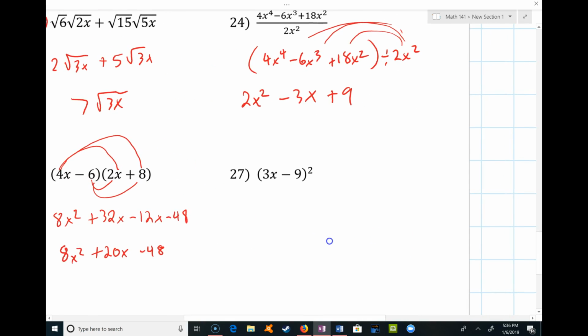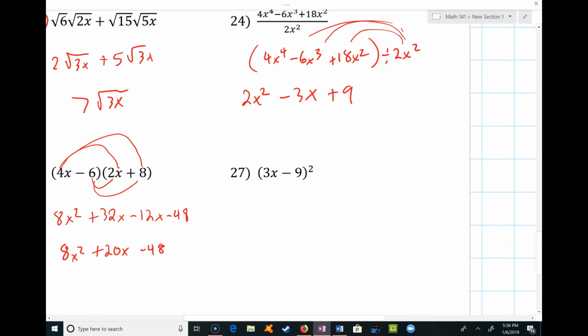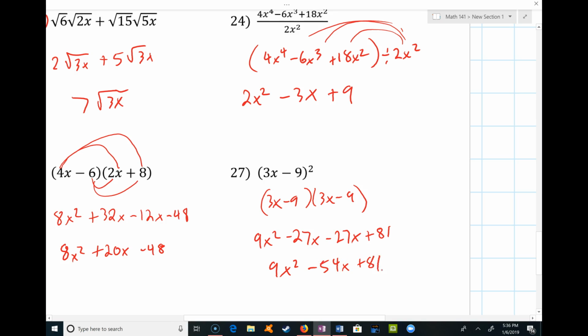Same thing here. 3x minus 9 to the second power means 3x minus 9 times 3x minus 9. So if we multiply every term in this parenthesis by every term in that parenthesis, we get 9x squared minus 27x minus 27x plus 81. Combine like terms and we get 9x squared minus 54x plus 81.